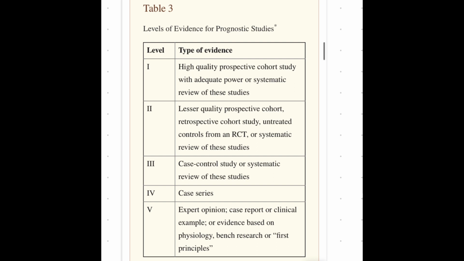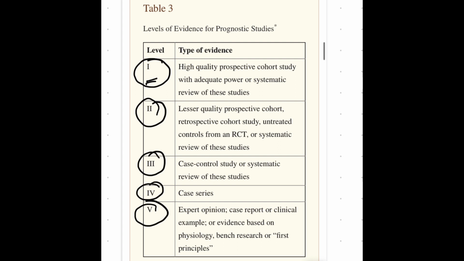There are 5 levels of evidence: level 1, level 2, level 3, level 4, and level 5. Now, level 1 is the highest level of evidence. This is based on high quality studies, mostly the RCTs or prospective cohort trials, which have adequate power, or a systematic review of these studies. Now, this systematic review is very important. There is a certain way of reviewing the same type of articles, and if that is done systematically, that becomes the highest level of evidence, just like a meta-analysis.